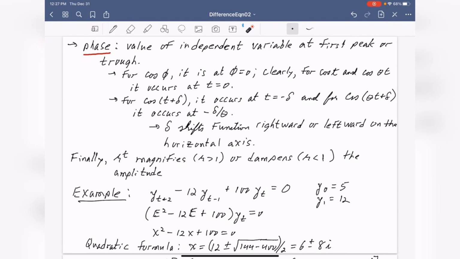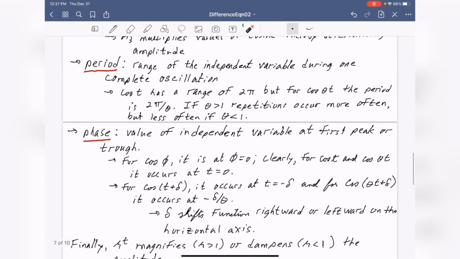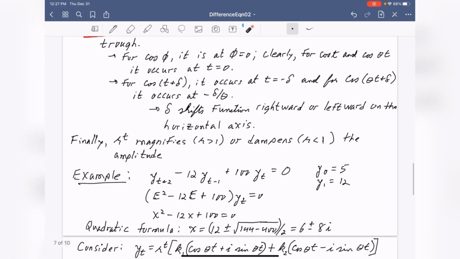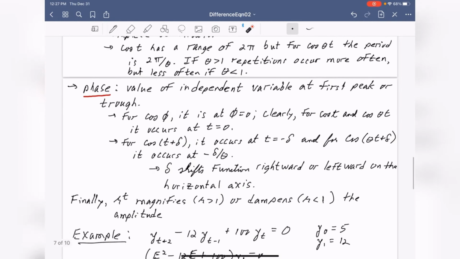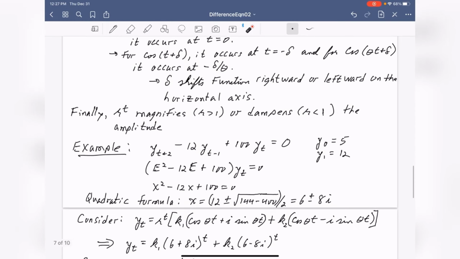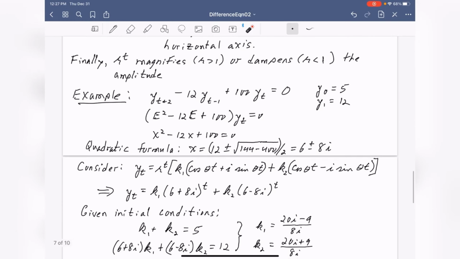Finally, R^t magnifies the amplitude because R is greater than 1, or dampens it because R is less than 1. Now what you can do, if you like, is simply go into Excel and play around with values of delta and theta and all of these values to see what exactly happens to the amplitude, the phase, and the period as these things change. So let's look at an example.